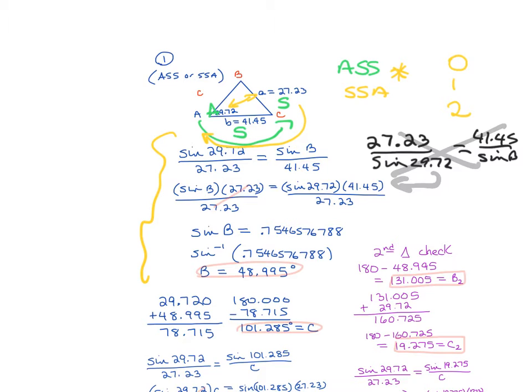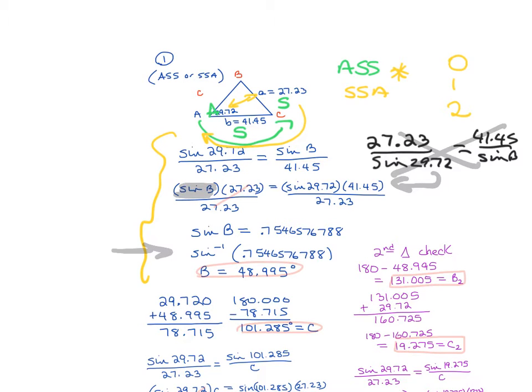Again, your goal is to isolate sine of b, so I'm dividing both sides by that 27.23. Remember, whenever you're looking for an angle, you're going to do this inverse sine, sine to the negative 1. And then I ended up with 48.995. Now again, just check the multiple choice answers and you're going to see what place you need to round to.